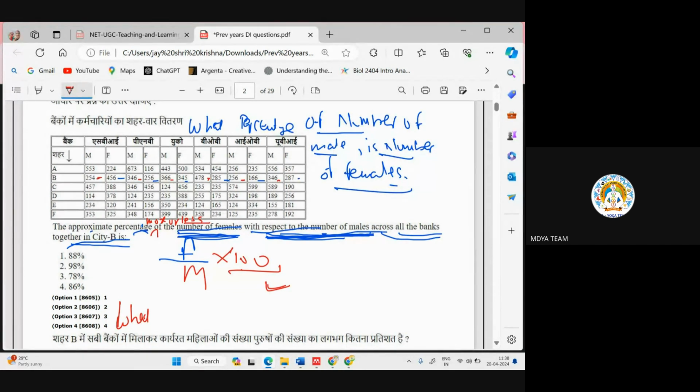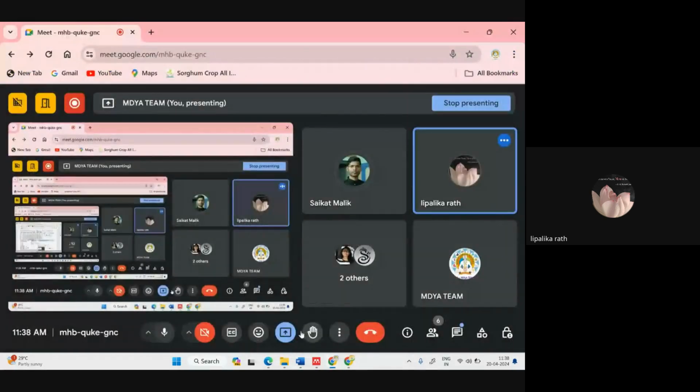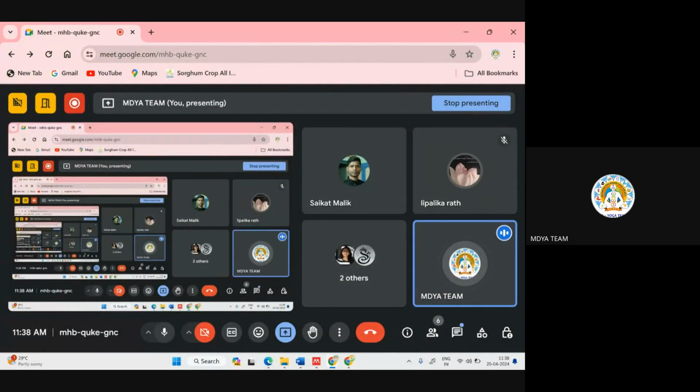Everybody understood this question? Okay, I'm repeating again and again. Please don't leave this section. This is a very easy section, a very scoring section. If you leave this section, you are just losing the opportunity to score good marks in very little effort. Okay.